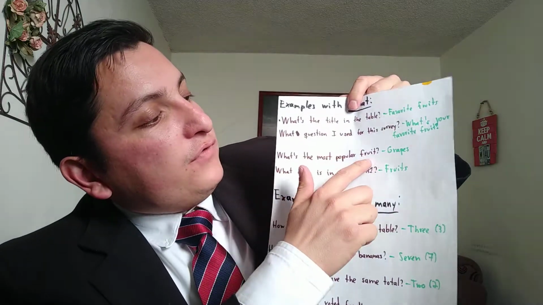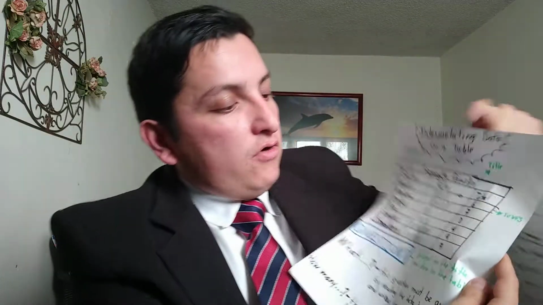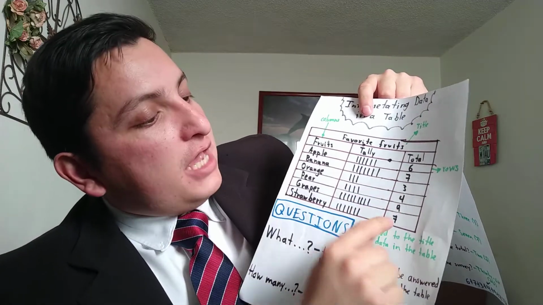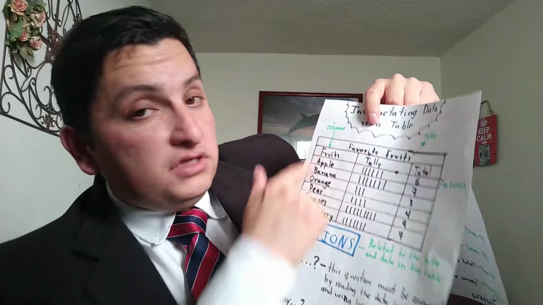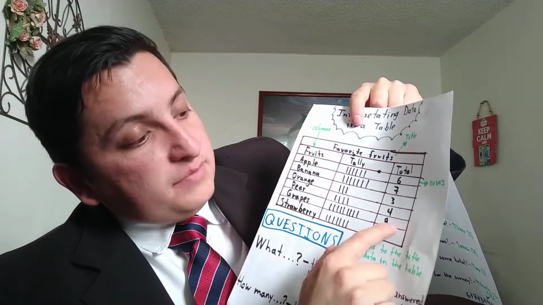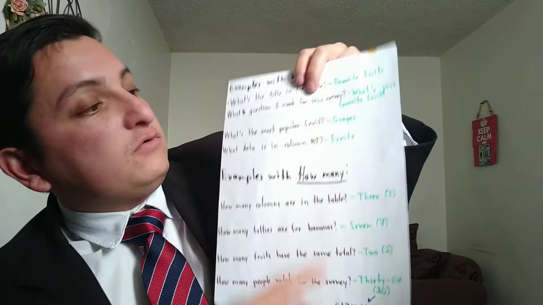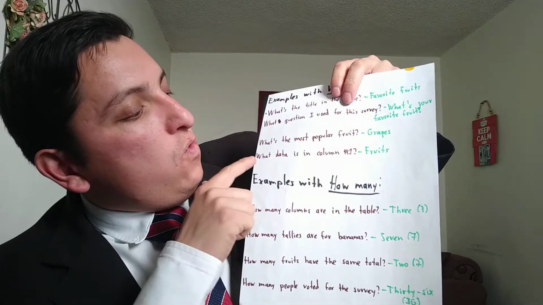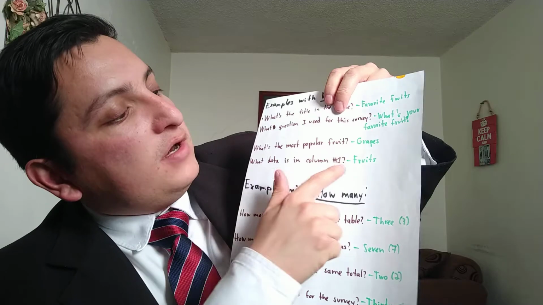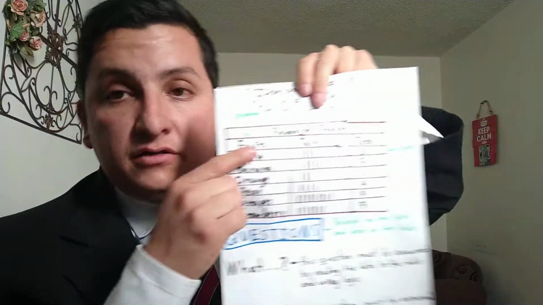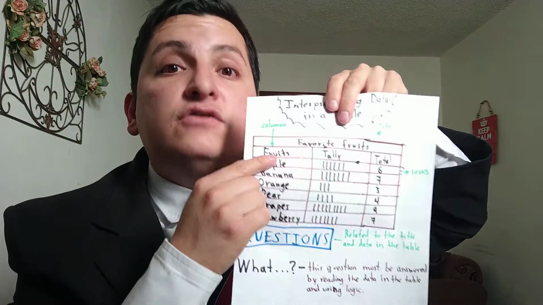What's the most popular fruit? Grapes. And I know it because I can check the total according to the category, and I know that grapes are the most voted fruit from the list. That's why it is grapes. What data is in column number 1? If I check the title in column number 1, I will find fruits. Do you see? By reading and using logic, I can find the information for the question what.